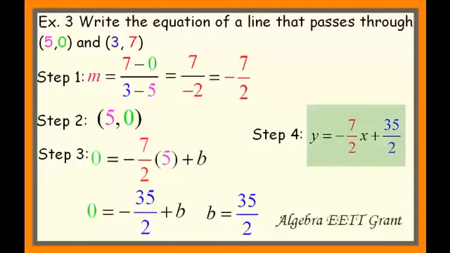This is how you go from 2 points to the equation of a line that goes through those 2 points.